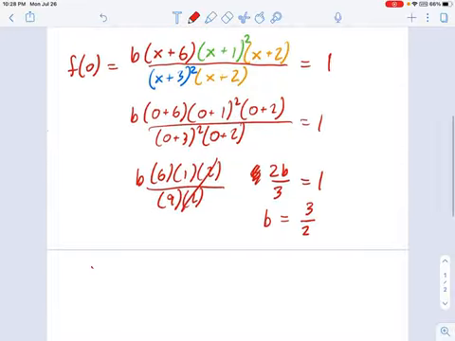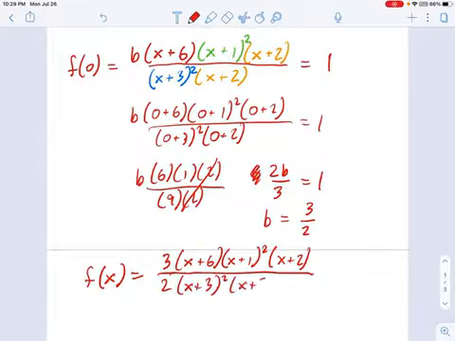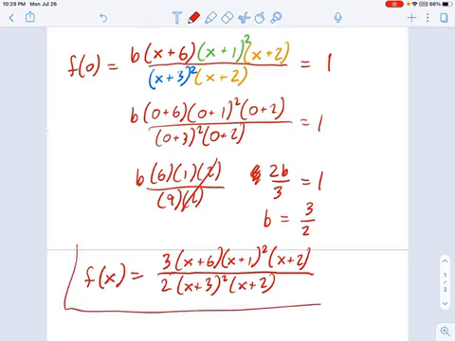So now my final equation is this, and this is what you would type in as your answer. 3 over 2, x plus 6, x plus 1 squared, x plus 2, all over x plus 3 squared, and x plus 2. There we go. That is our final equation.